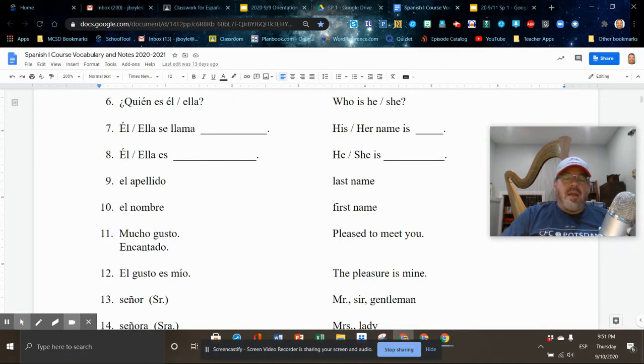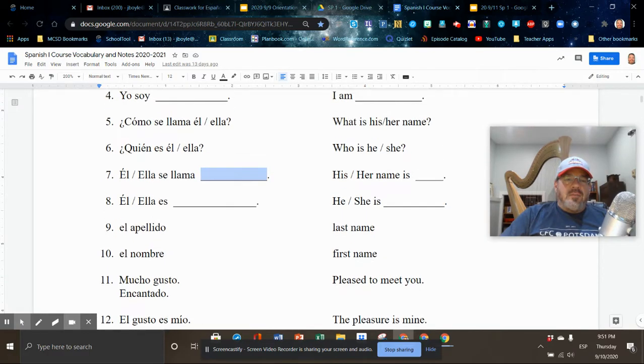Number 7, él se llama Bob. Ella se llama Lucy. We're asking what's his name, what's her name, who is he, who is she. And number 7, we're telling you his name is Bob, her name is Lucy. Number 8, he is Bob, or she is Lucy. Él es Bob. Ella es Lucy.